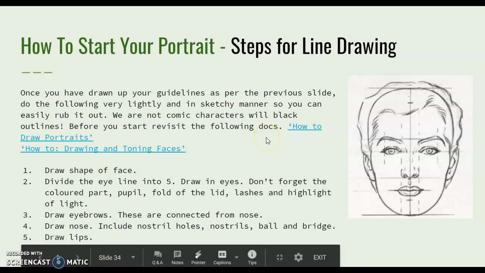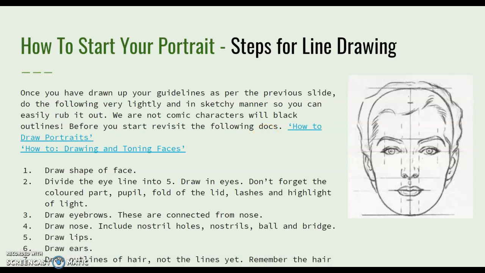Okay, so I've just said once you've drawn up your guidelines as per the previous slide, sketch lightly, guys. Do not press down hard. We're not comic characters. We don't have black outlines. So sketch really, really lightly. One, you can rub it out, and two, not every feature of the face, such as the bridge of the nose, is going to have thick black lines. Okay, so really, really nice and light. We create definition by adding tone and adding darkness around the face.